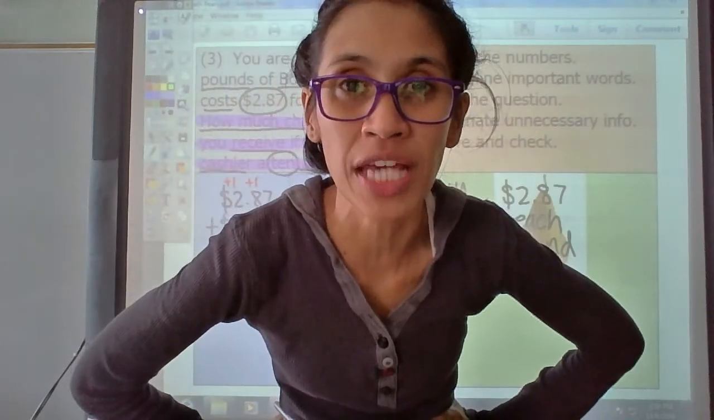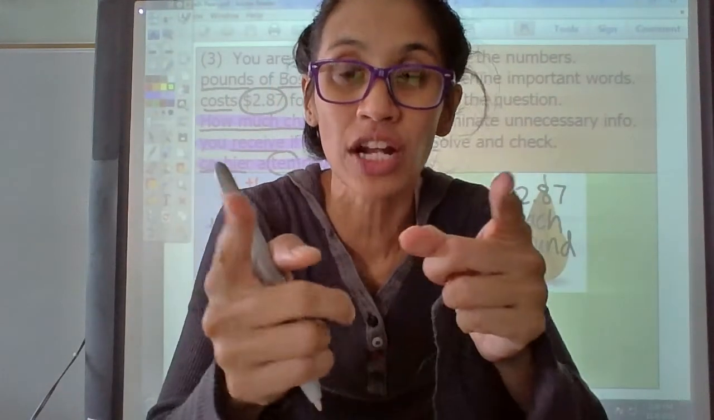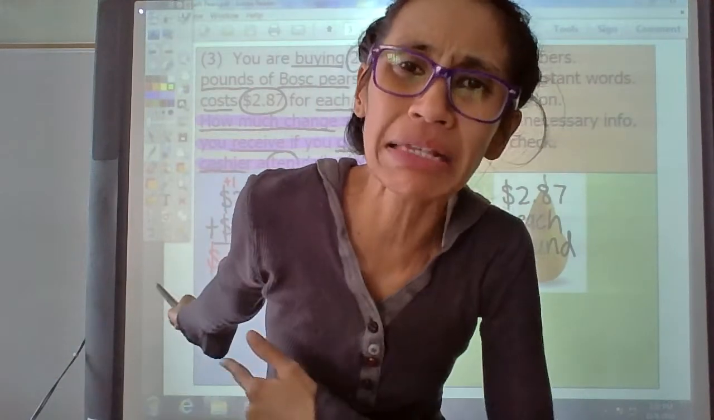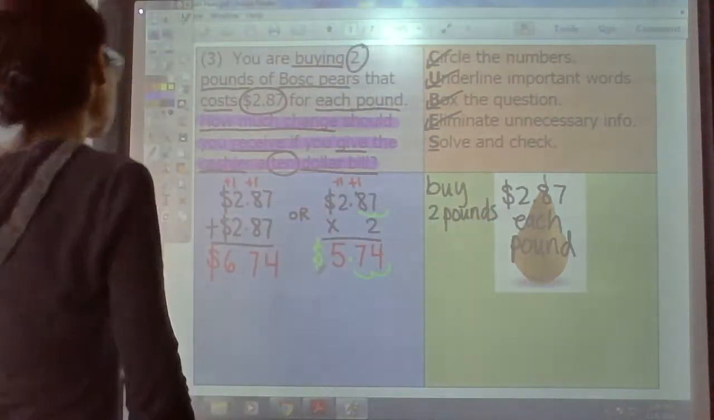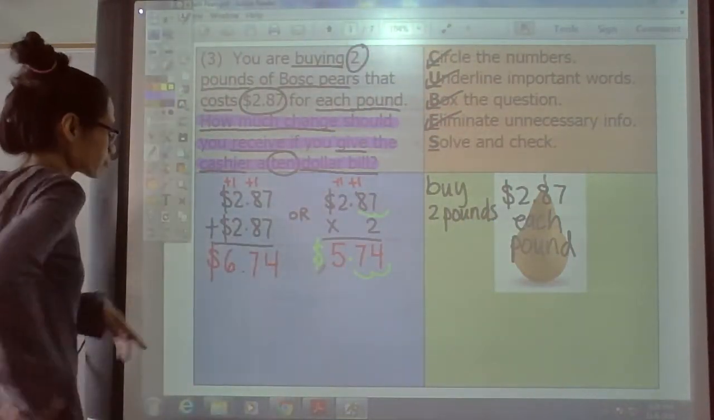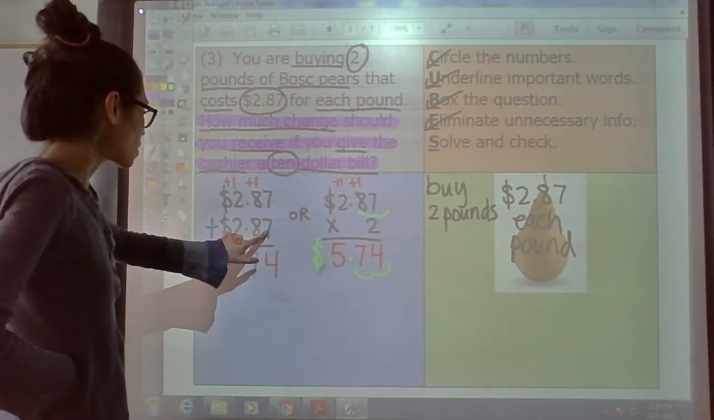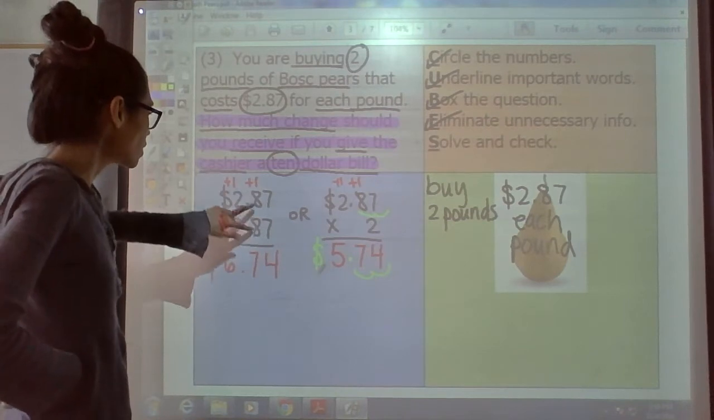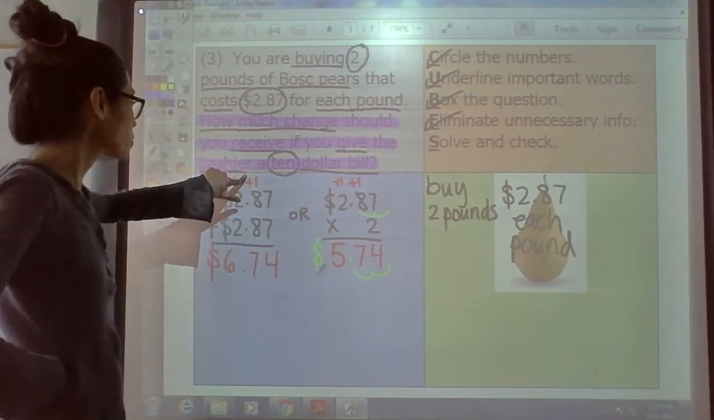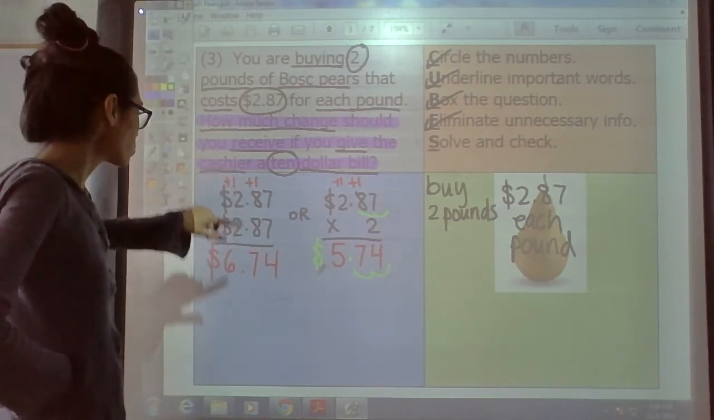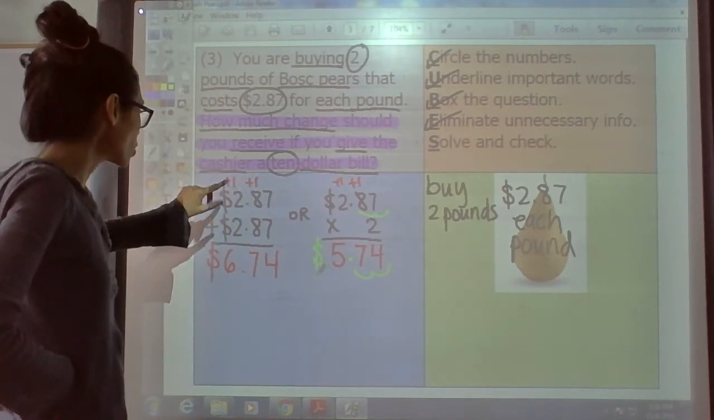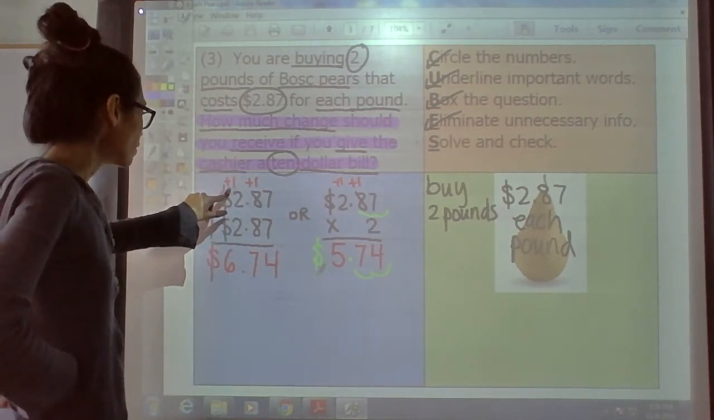Why don't you ever tell me when I mess up? You need to start telling me when I mess up. Miss Alana needs some help. Where did I mess up here? Let's check our work. 7 plus 7 is 14, plus 1 up top. 8 and 8 is 16, plus 1 is 17, plus 1 up top. 2 and 2 is 4, plus 1 is 5.